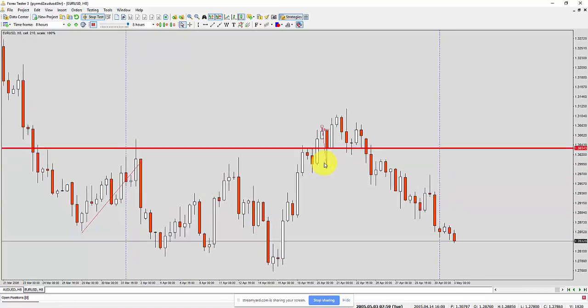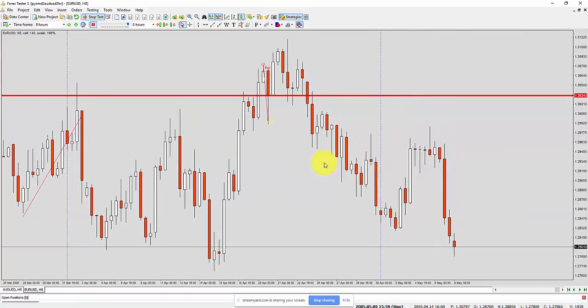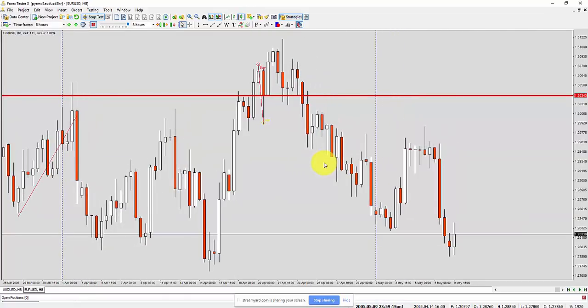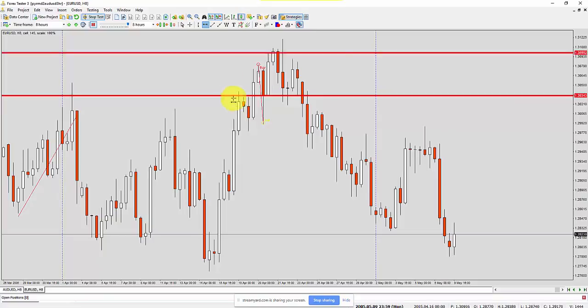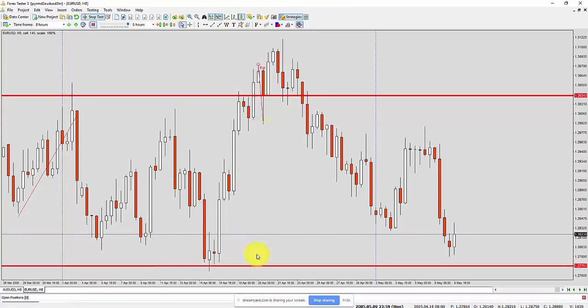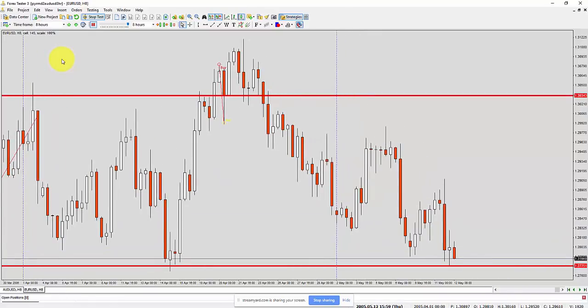Let's see if we can find something else interesting here. Okay, we're down here on the floor. We're down near the floor down here where we saw this touch right here. Let's see if we get any interesting moves here. Okay, let's talk about this.